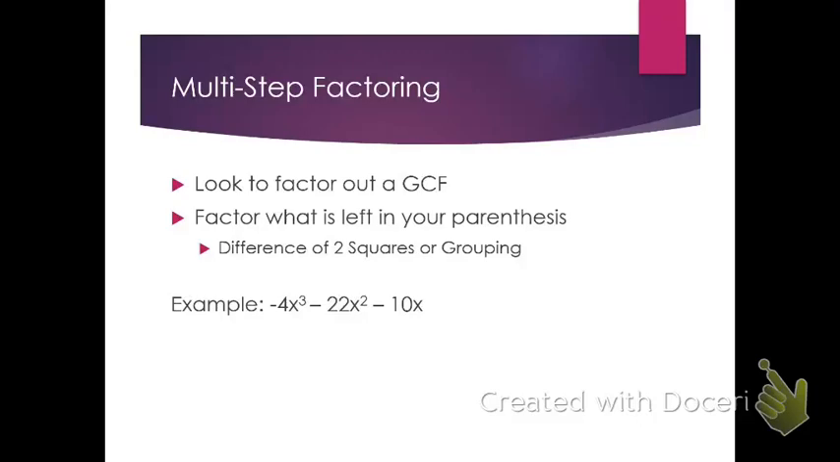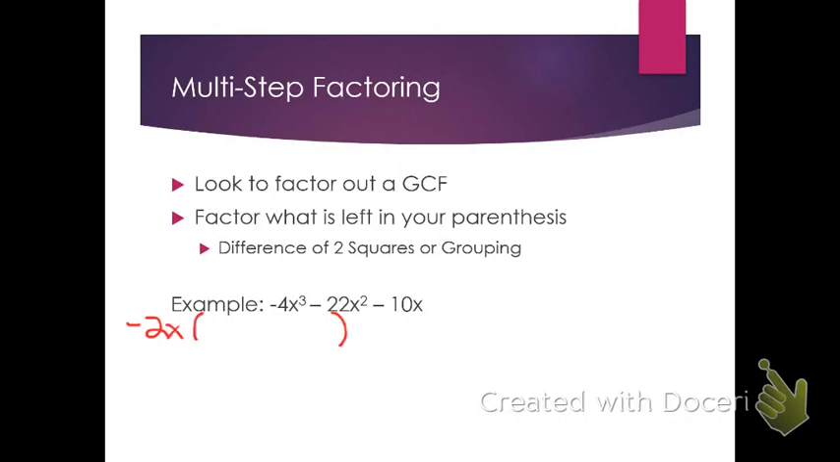Let's try one more example with multi-step factoring. This time we're going to look at negative 4x cubed minus 22x squared minus 10x. Remember, our first step is to look for a GCF. Negative 4, negative 22, and negative 10 are all divisible by negative 2. X cubed, x squared, and x all have a factor of x.